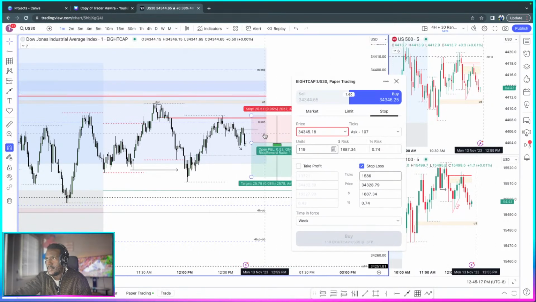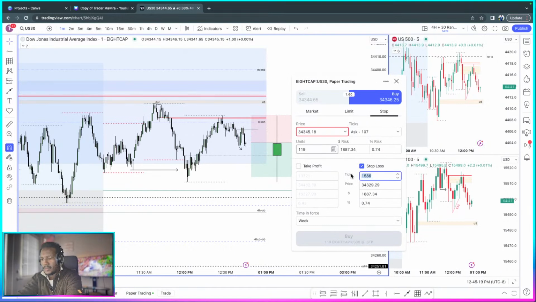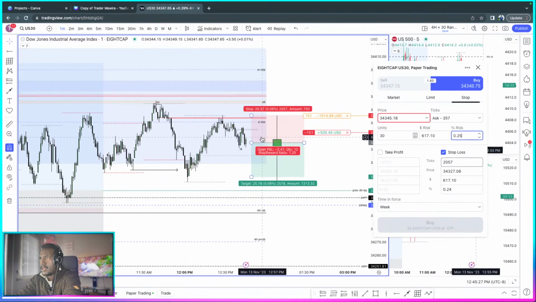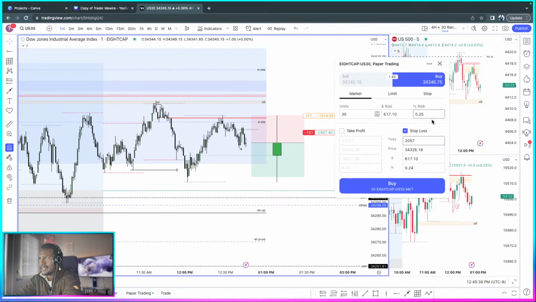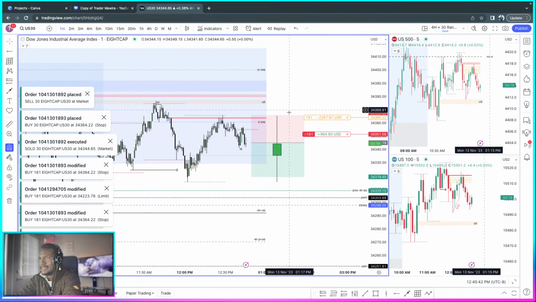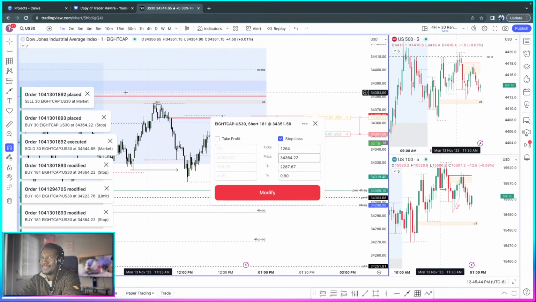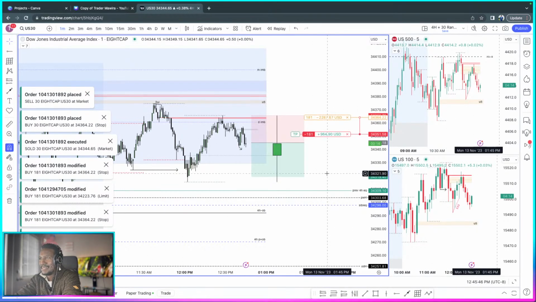Stop loss is 2057. Let's add the other 0.25. And do you think they'll come up here? I don't think so. Let me do just a market entry sell. And I mean, so are we like full? No. 0.9%.